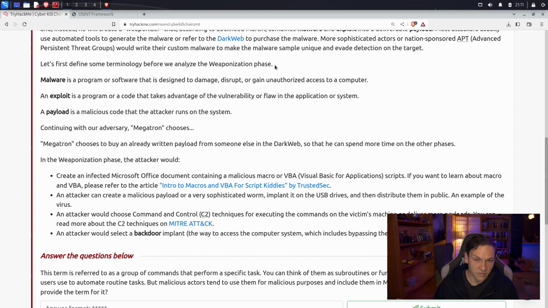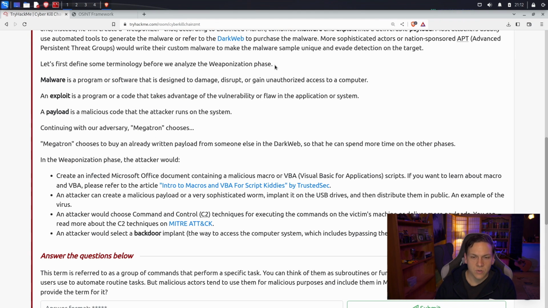In the weaponization phase, the attacker would create an infected Microsoft Office document containing a malicious macro or VBA, Visual Basic for Application script. If you want to learn about macro and VBA, please refer to the article Intro to Macros and VBA for Script Kiddies. An attacker can create a malicious payload or a very sophisticated worm implanted on the USB drives and distribute them in public, an example of a virus.